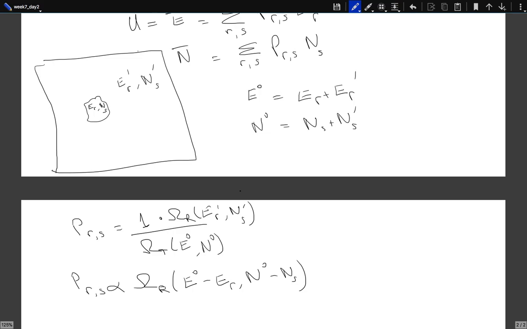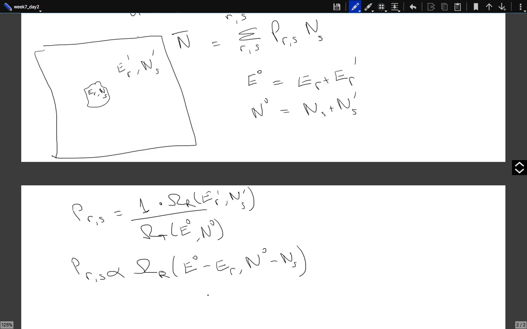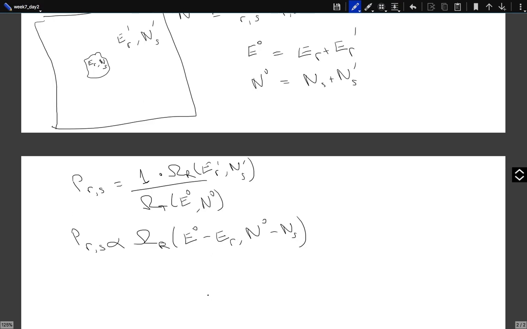Now, since the reservoir is, by definition, huge, ER over E0 and NS over N0, these numbers are much less than 1. So I will be basically making a Taylor expansion, just like as I did in the canonical ensemble. You see, in the canonical ensemble, the only difference in this derivation is that the number was fixed. So I just ignore the argument N.